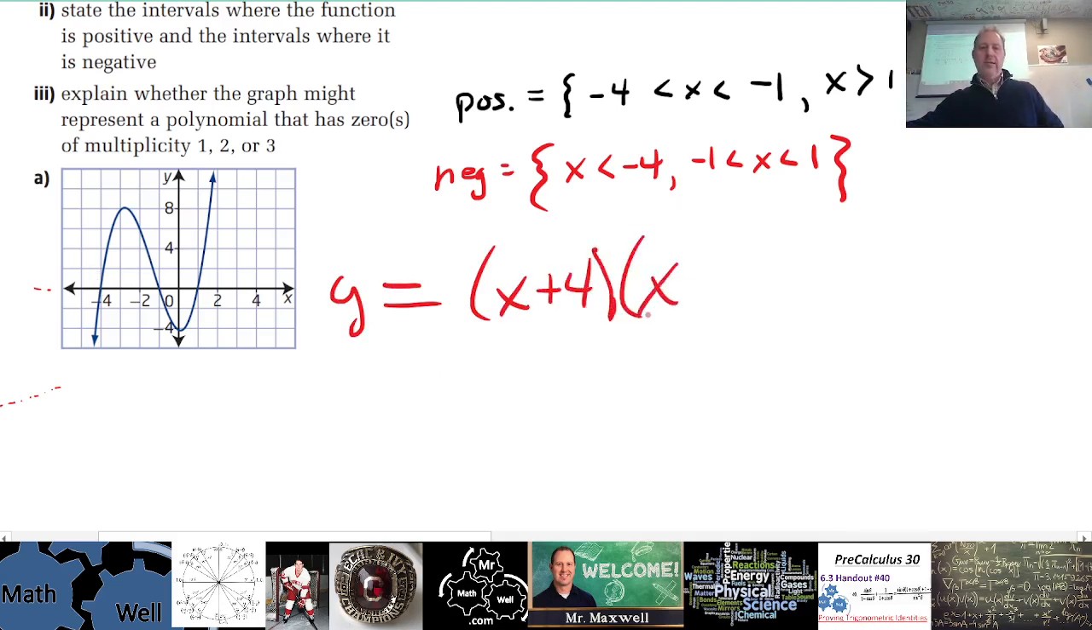So for each of these, it could be something like x plus 4, times x plus 1, times x minus 1. We don't know if there's an a value here. There could be an a value here, so we don't know about that. But this could be the equation for this. And because it crosses, we'd have to just leave exponents of 1 on each of these. So each factor here has a multiplicity of 1 for A.